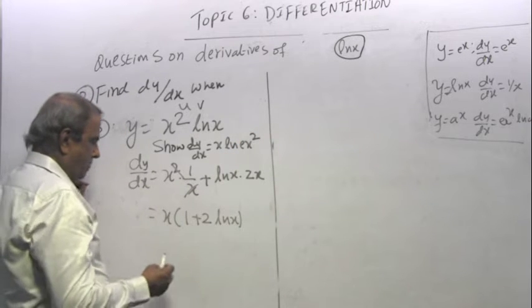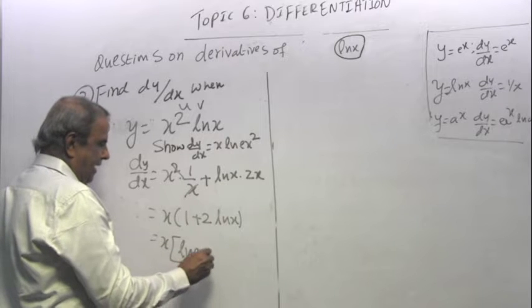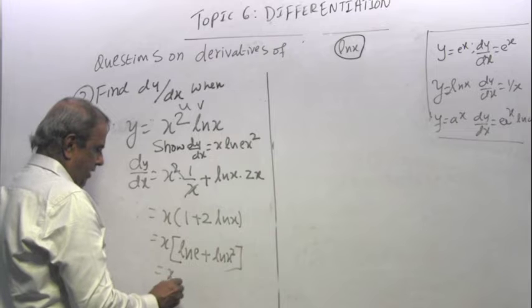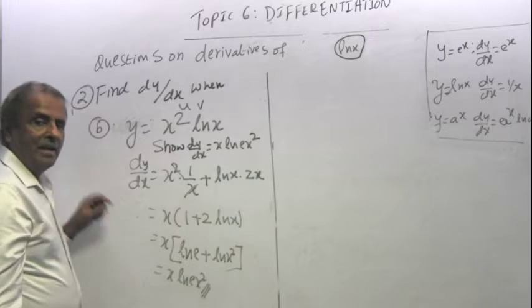Okay. So this is x. 1 can be written as ln e plus ln x squared. So it becomes x ln e x squared, big D. That's how you show it.